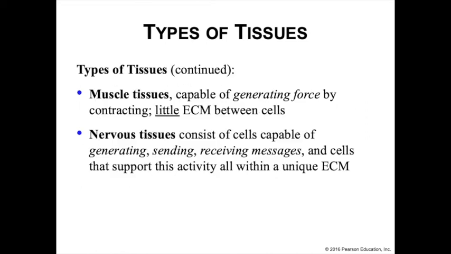Then we have muscles. Muscles we use to move. So muscles are going to contract and help to generate force, whether it's for movement of our body or movement of our heart, or if we need to constrict or dilate blood vessels. That's all going to be done with our muscle tissues, and we'll look at those different types of muscle tissues.